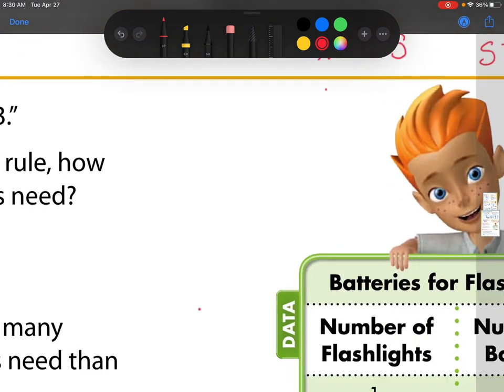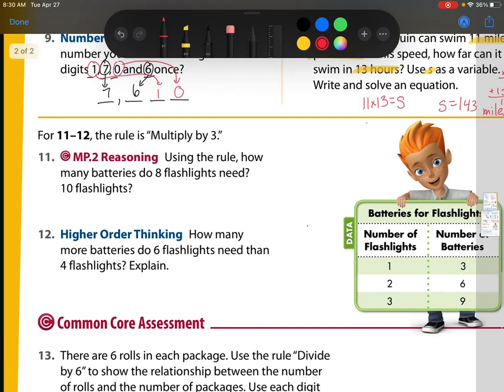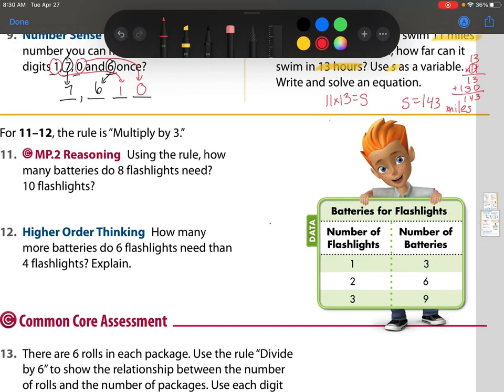We only have 3 more. For number 11 and 12, use the rule, multiply by 3. So how do we get from left to the right? We times 3. Left to the right, times 3. 3 times 3 equals 9. Using the rule, how many batteries do 8 flashlights need? So if we have 8 down here, what would this number be? Well, that's 8 times 3 is 24. So 8 flashlights is 8 times 3 equals 24 batteries.